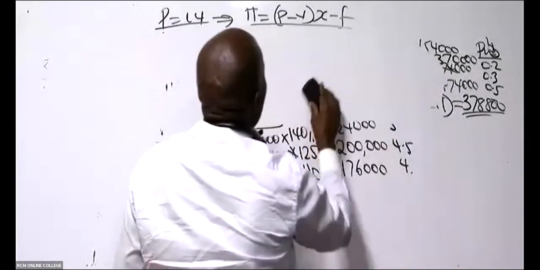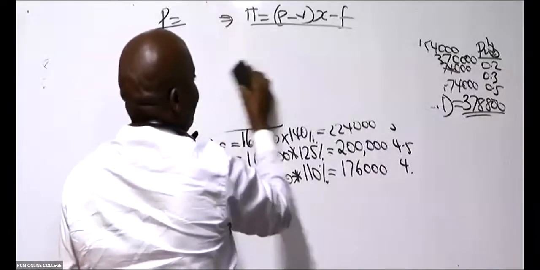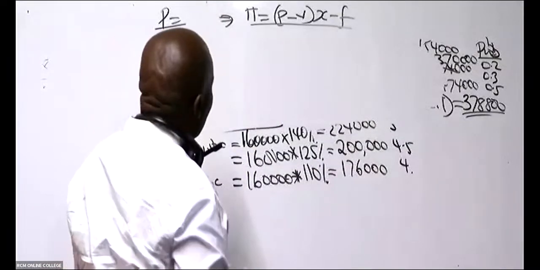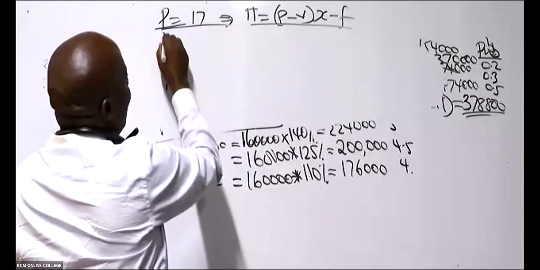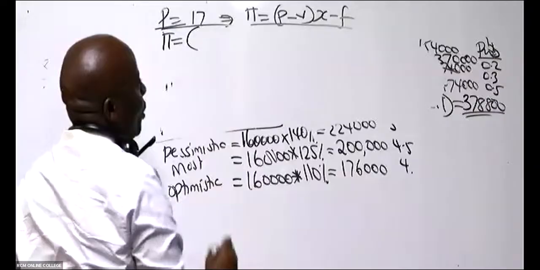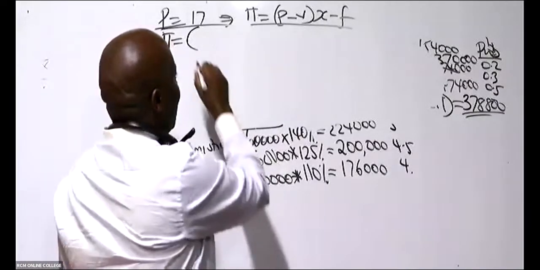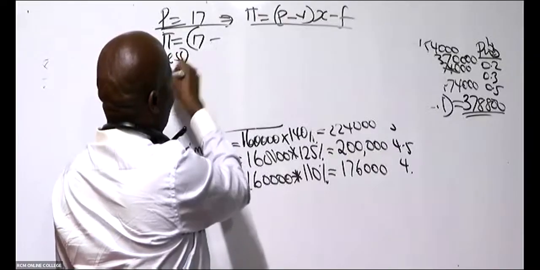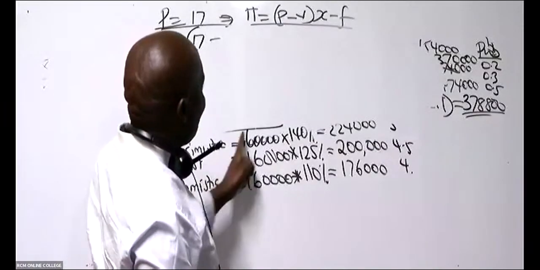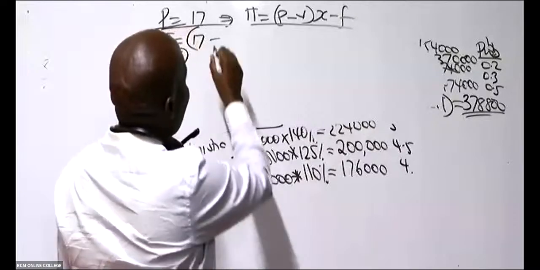If we charge 17 bob, my good students, I'm using this formula. So my profit here will be equal to the selling price, of course, 17, isn't it? Yeah, so we are starting with pessimistic. So 17 minus the pessimistic variable cost, which was 5, right?